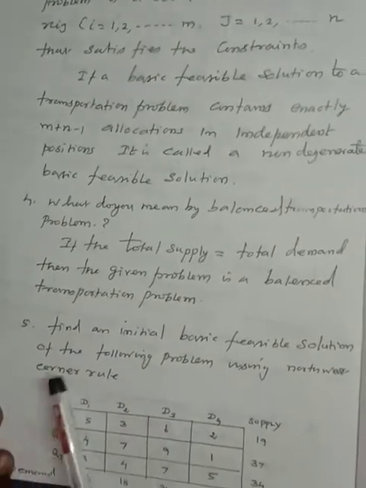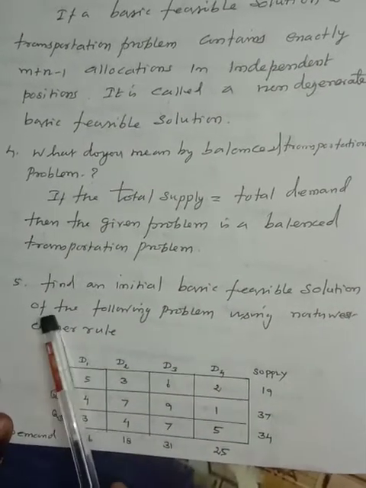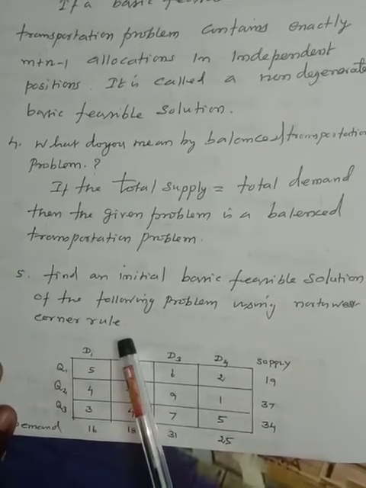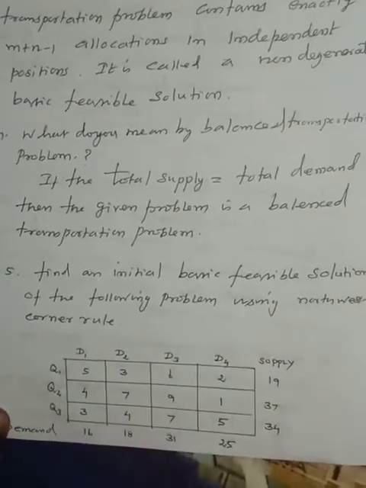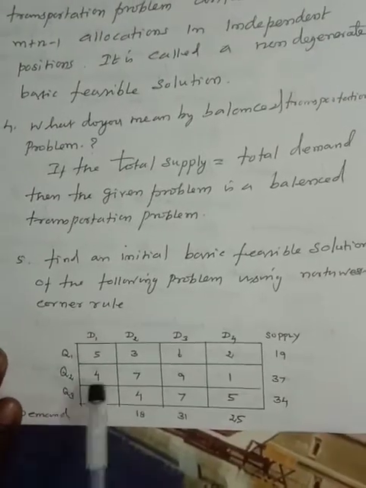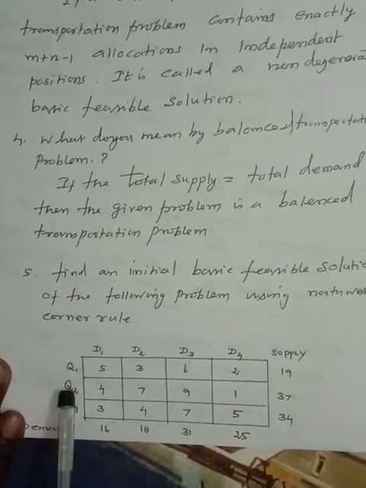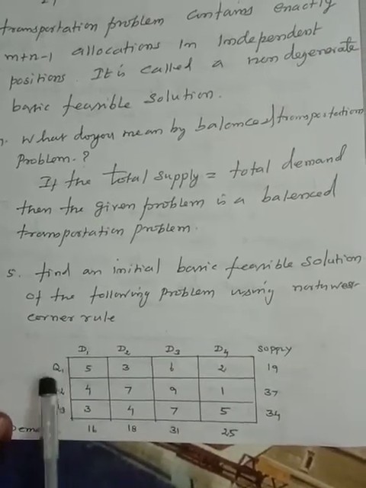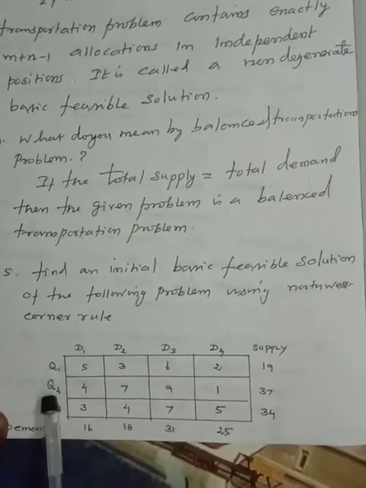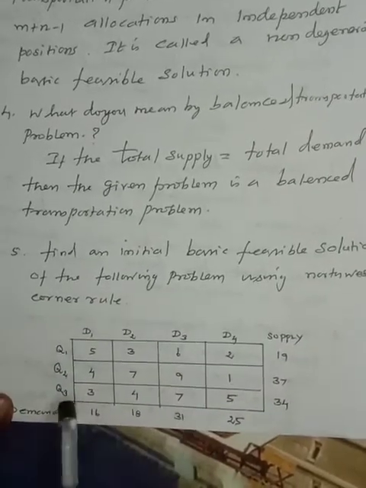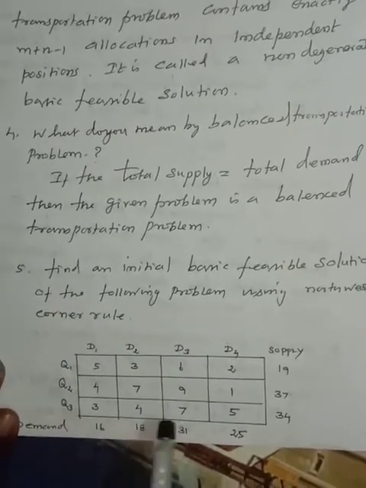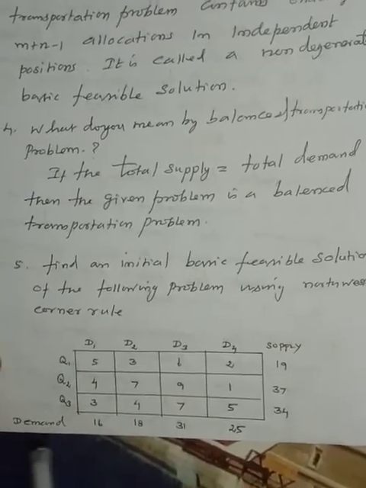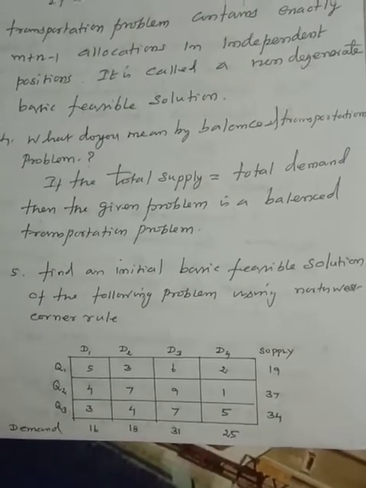Question number 5. Find an initial basic feasible solution of the following problem using the northwest corner rule. The table is this: origins O1, O2, O3 and destinations D1, D2, D3, D4. O1 is 5, 3, 6, 2. O2 is 4, 7, 9, 1. O3 is 3, 4, 7, 5. Supplies are 19, 37, 34. Demands are 16, 18, 31, 25.